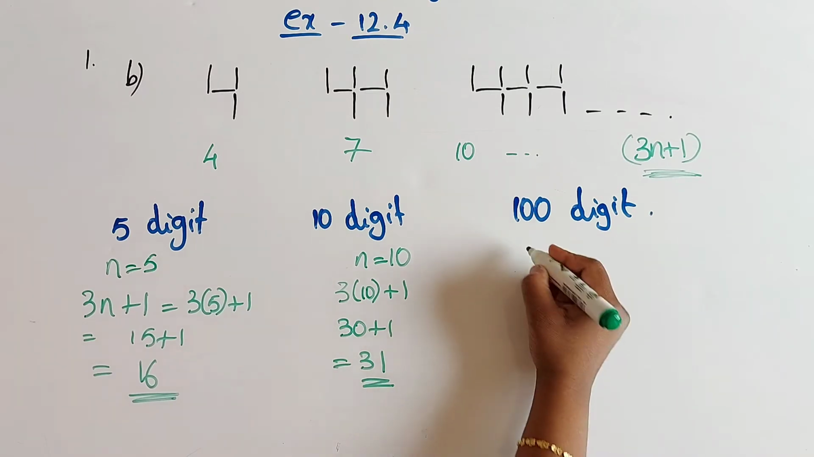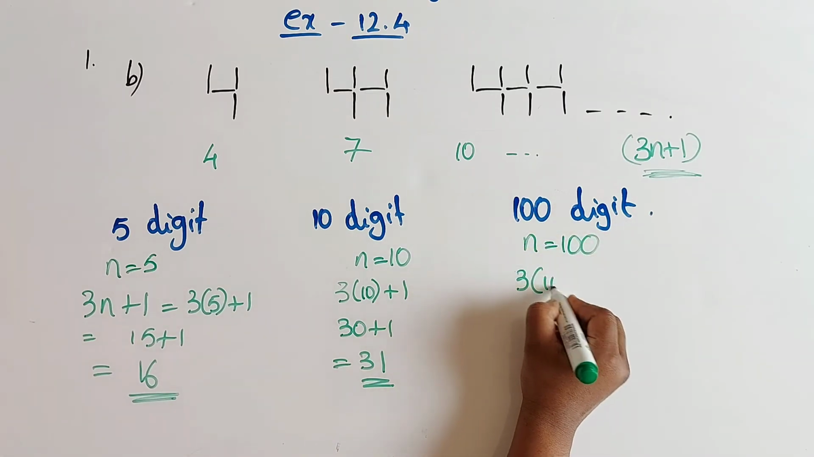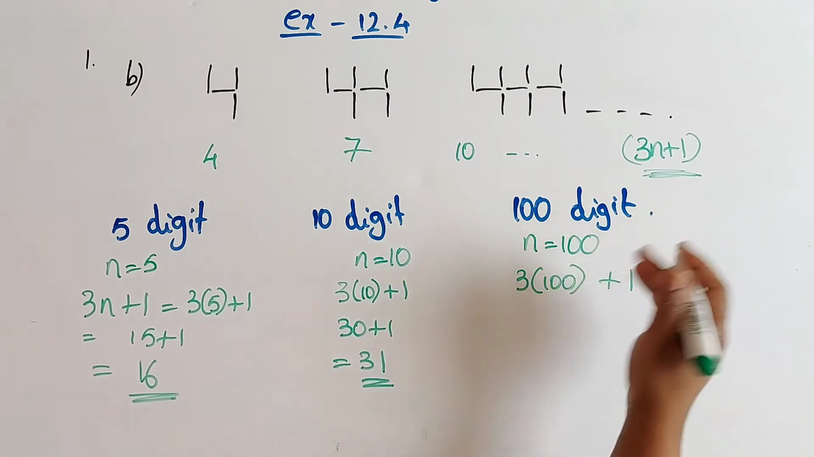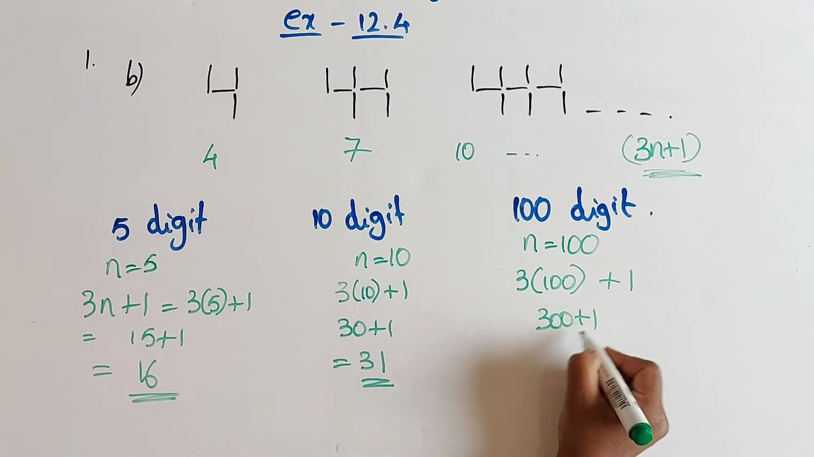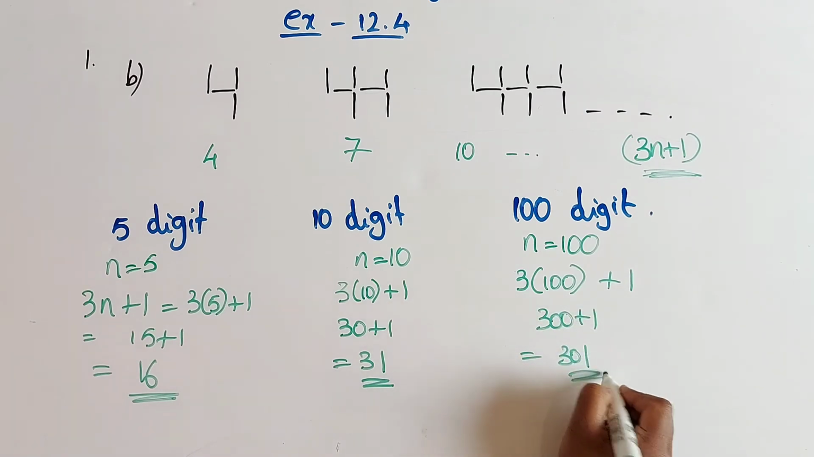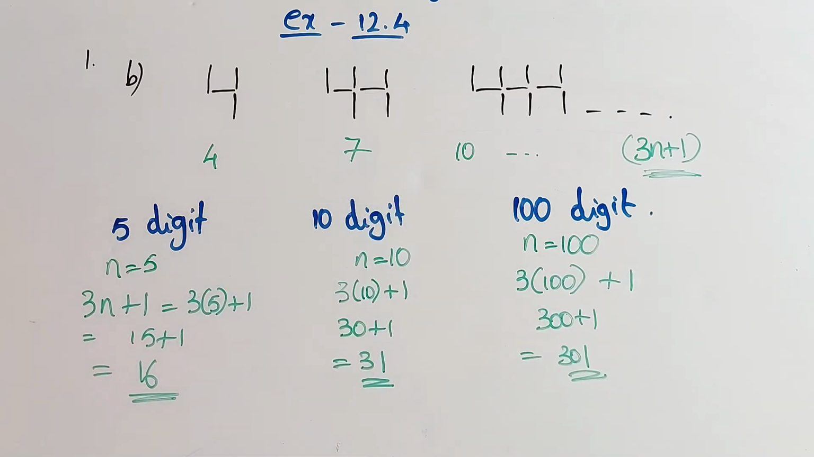Now 100 digit, n equal to 100. Use the formula 3n plus 1, 3 of 100 plus 1. In n place we have to write the digit, that's it. 300s are 300 plus 1. 301 line segments we have to use to make 100 digit number of same kind. Right, children?